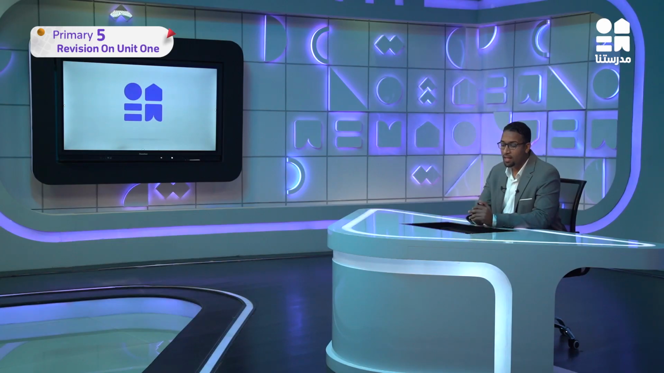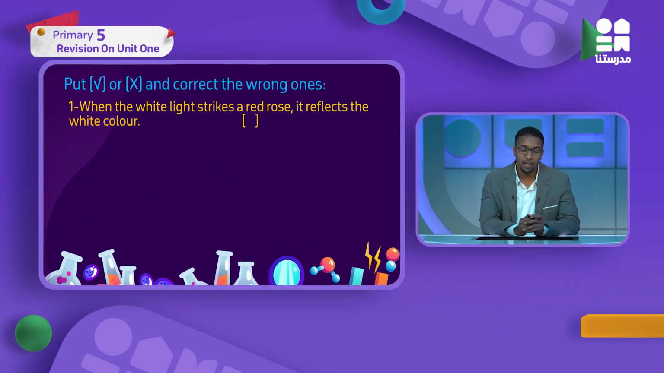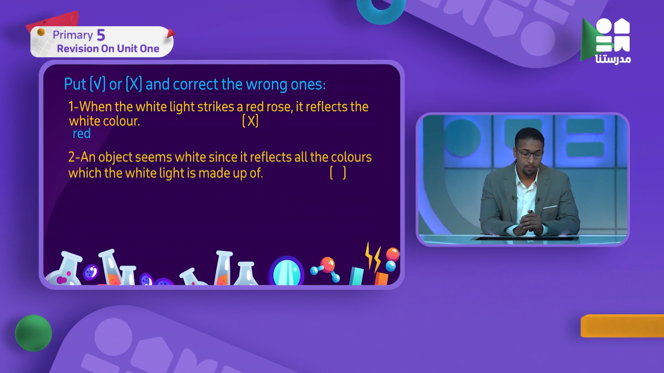Put right or wrong and correct what is wrong. When the white light strikes a red rose, it reflects white color. Is that right or wrong? Of course it is wrong. So what is the right answer? Does it reflect white or reflect its own color? It is red, so it reflects red only. An object seems white since it reflects all the colors which the white light is made up of. Of course, that is right.